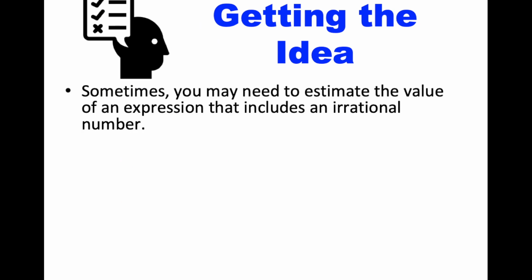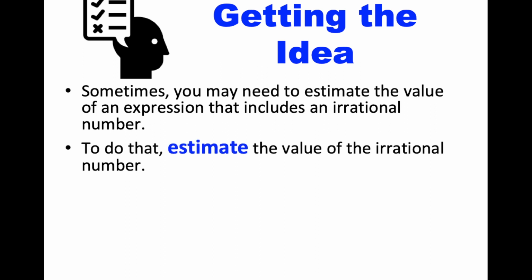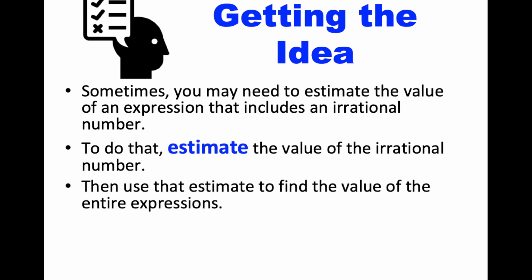Getting the idea. Okay, we need to remember that sometimes you may need to estimate the value of an expression that includes an irrational number. How could you do that? An irrational number doesn't end. How will you add, subtract, multiply, or divide them? To do that, estimate the value of the irrational number. Since an irrational number doesn't end, just estimate it. You can round it. Then use that estimate to find the value of the entire expression. After rounding, then you could use it.